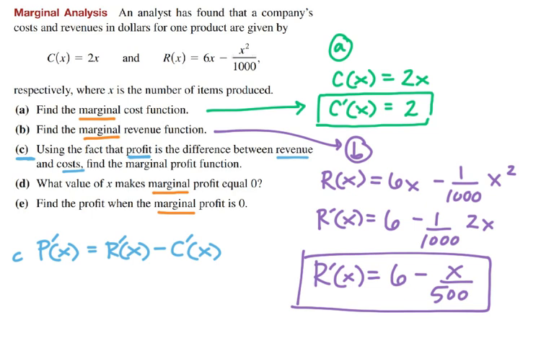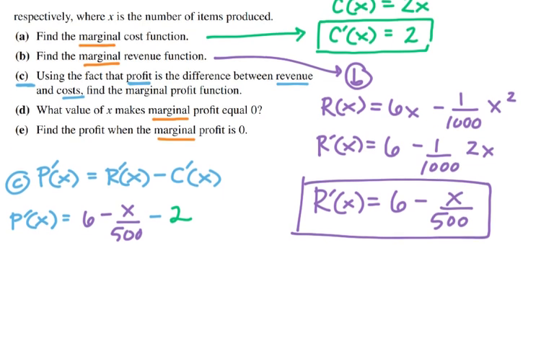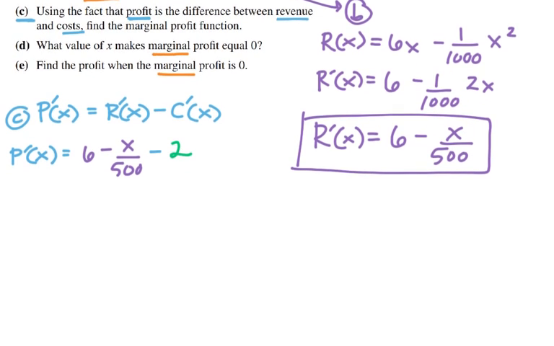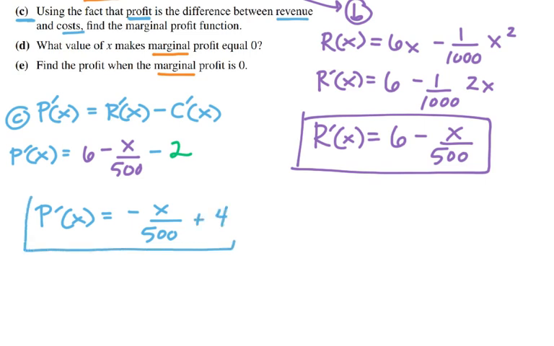So in this situation, for problem C, we've got P prime of X. That's going to equal my revenue function, which is 6 minus X over 500, minus my cost function, which is 2. And of course, I can simplify this. So P prime of X, my marginal profit function, is negative X over 500 plus 4, since 6 minus 2 is 4. So this tells me my rate of change in profit for adding an additional unit.